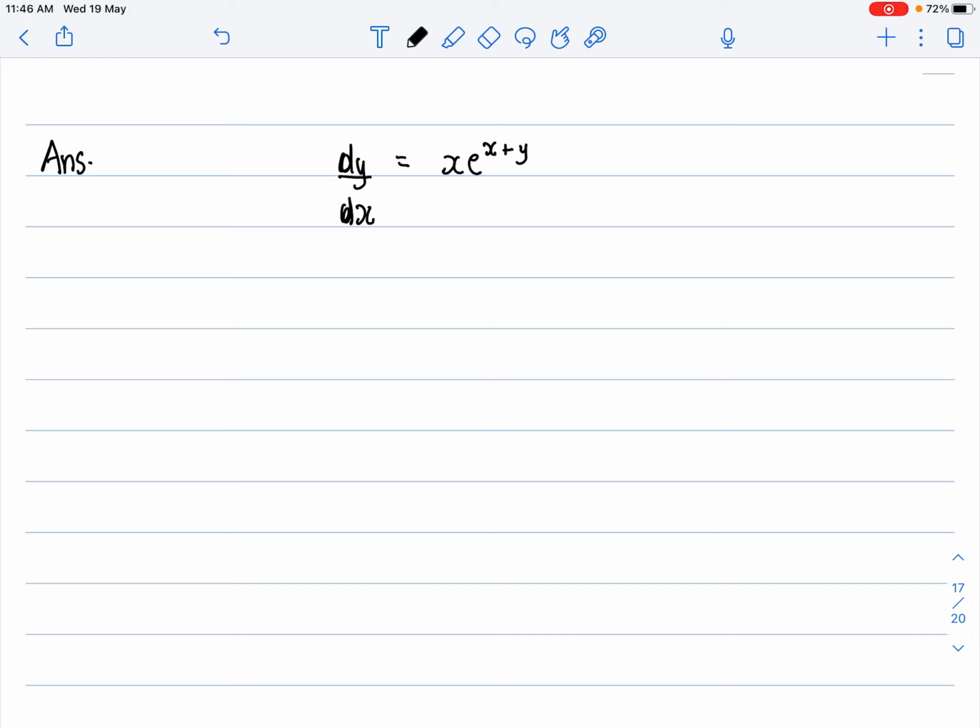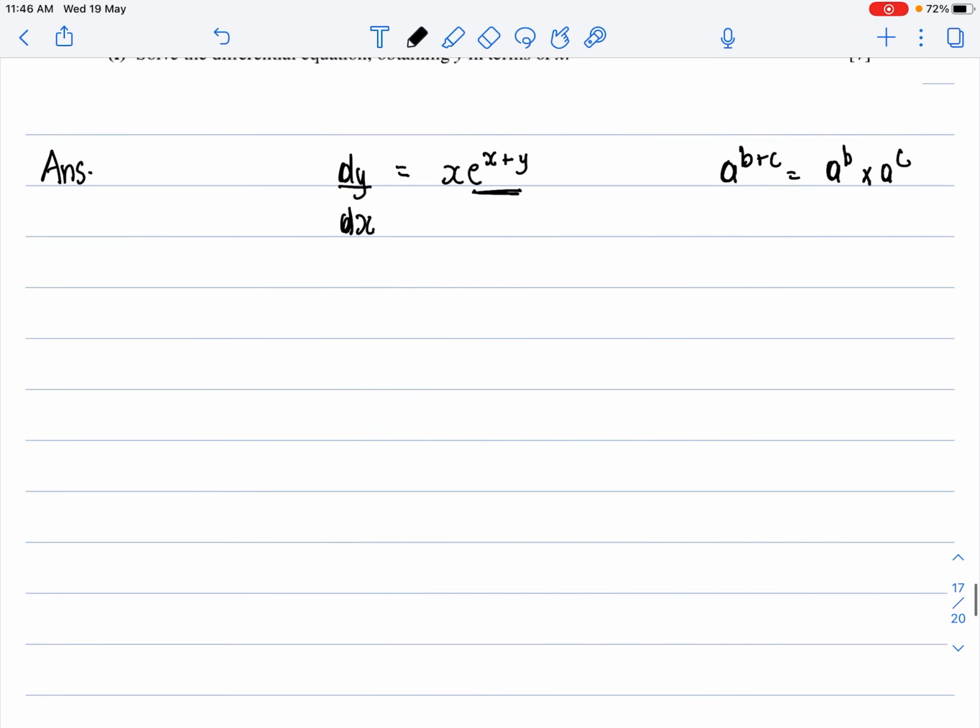So now the first step is to keep this in the variable separable form, which basically means keeping all the y's together and keeping all the x's together. So basically, if you see, my tension comes here, e raised to x plus y. How do I write this in the correct form? You need to know a simple indices formula for this. You know that a raised to b plus c can be written as a raised to b into a raised to c. Correct?